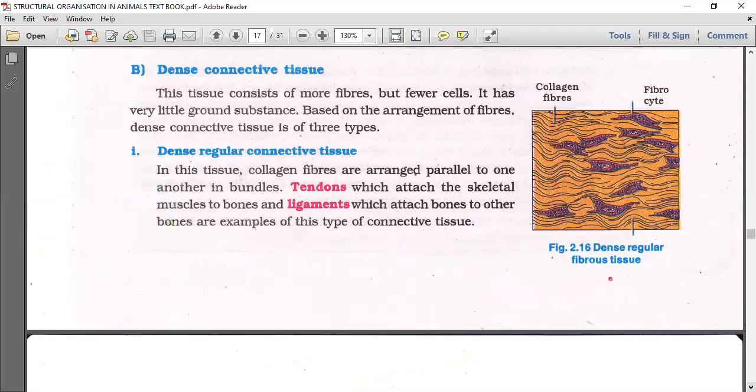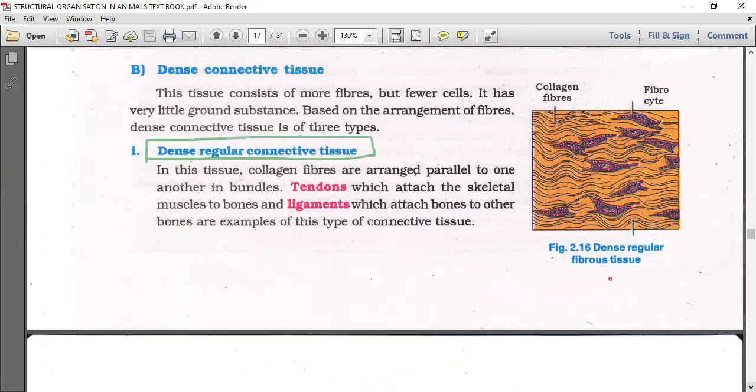In that, based on the arrangement of fibers, the dense connective tissue is of three types: dense irregular connective tissue, dense regular, and elastic. Let us see the dense regular first. Let's continue with the dense regular connective tissue.